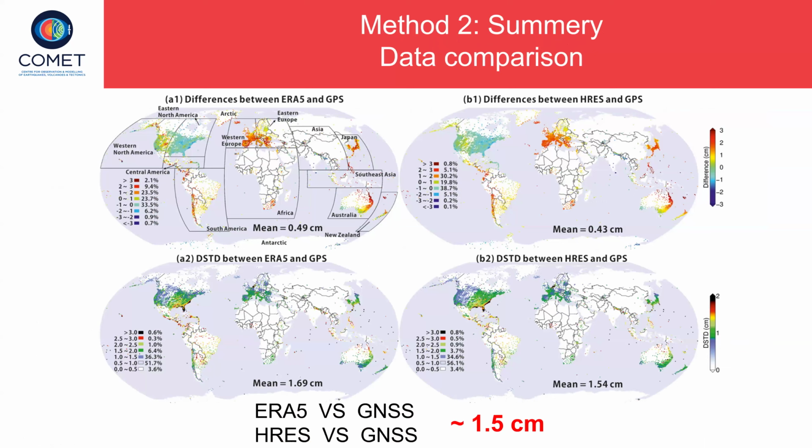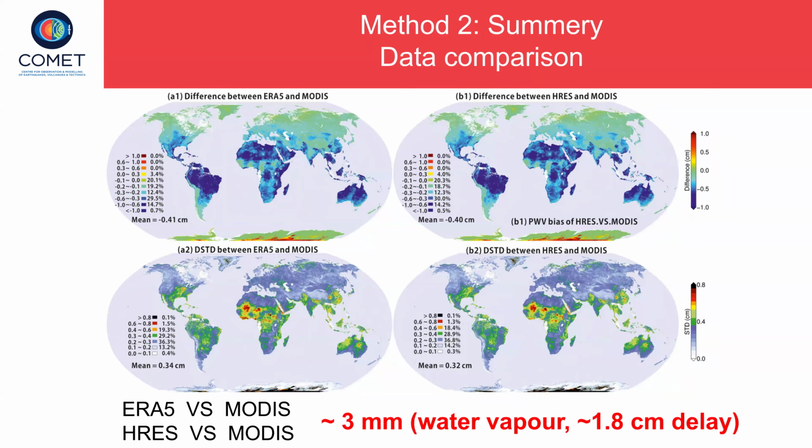And there are many different types of observations. Each observation has different accuracies. So if you compare weather models with GPS, you can reach about 1.5 centimeters accuracy. So there is a 1.5 centimeter difference between weather models and GNSS, which means you can only reach 1 to 2 centimeter accuracy after correction. And if you compare MODIS, the satellite-based data, with the weather models, you can reach about 3 millimeter accuracy in terms of water vapor, which means 1.8 centimeter tropospheric delay, similar to the GPS. So different data has different accuracies. So you have to be careful when using these data sets.